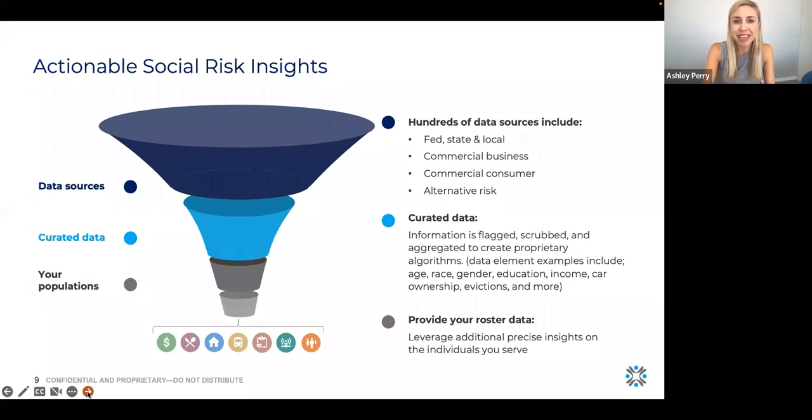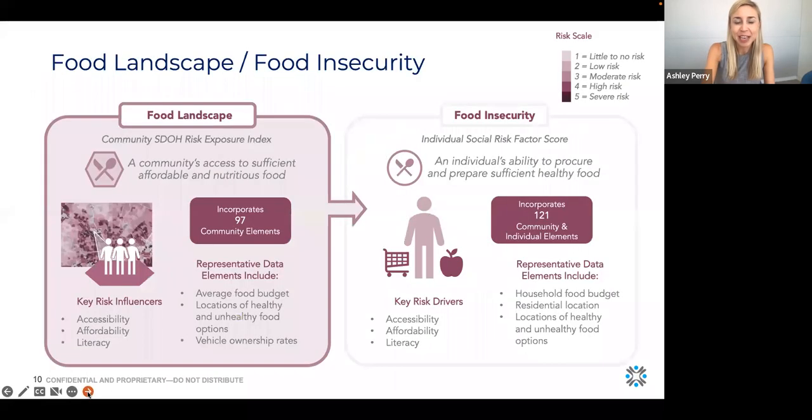That's a great question, so please keep asking. I wanted to take just a minute to dive deeper into one of our domains, just because sometimes some specificity helps. So wanted to take a look at both our food landscape model on the community side and our food insecurity model on the individual side.